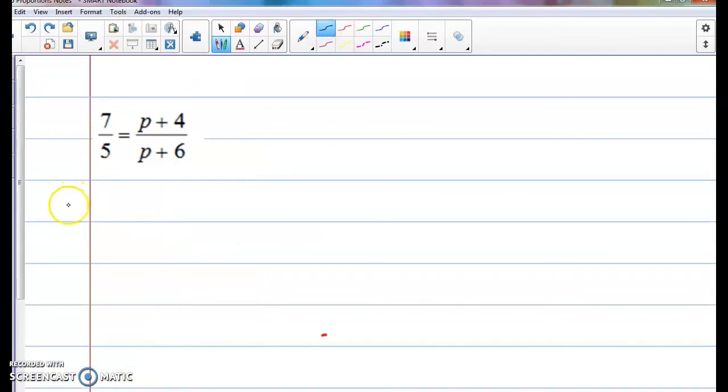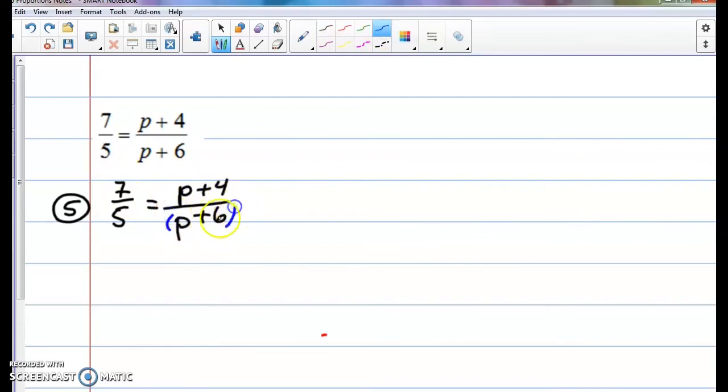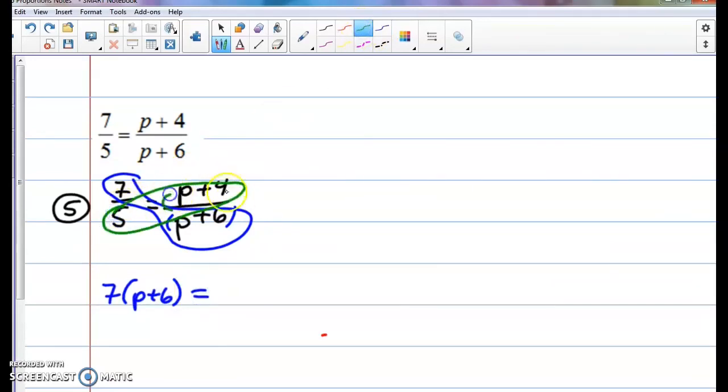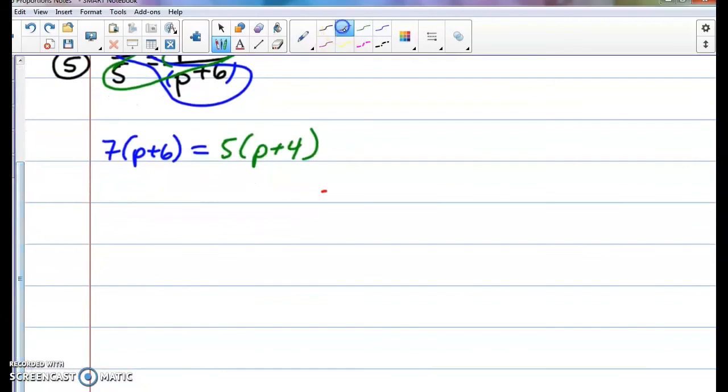Our example 5 here is one that has two binomials in it. So we got 7 over 5 equals p plus 4 over p plus 6. Now we are going to cross multiply again, but remember, keep it in parentheses. I'm going to do my 7 times p plus 6, equal sign drops down again, and my 5 times p plus 4. Once again, keep it in parentheses. 5 times p plus 4. This time we have a multi-step equation with the variable on both sides. So we're going to distribute first.